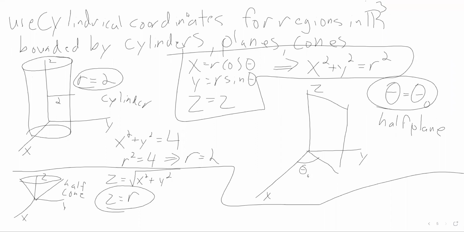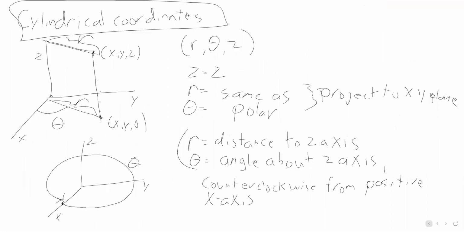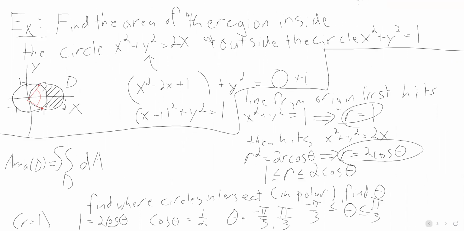I had a question from earlier on in the lecture. It was about the part in the example problem where it said, find where the circles intersect in polar. I was just confused how we did that first step there where it says 1 equals 2 cosine theta. Right. So we look at the equations of the circles in polar. We converted those already when we found the bounds for r. So we saw the circle centered at the origin was r equals 1. The circle centered at (1, 0) was r equals 2 cos theta.